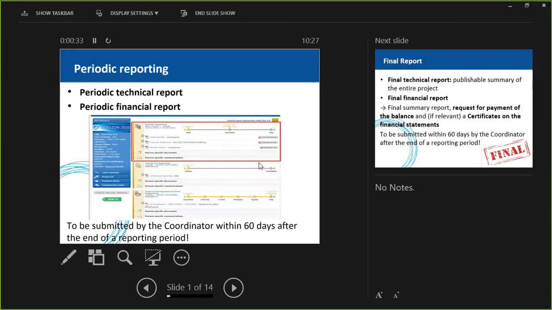So the coordinator and the beneficiaries are required to submit periodic reports during the project duration and a final report at the end of the project. They both consist, the final report and the periodic report, of a technical report and a financial report.